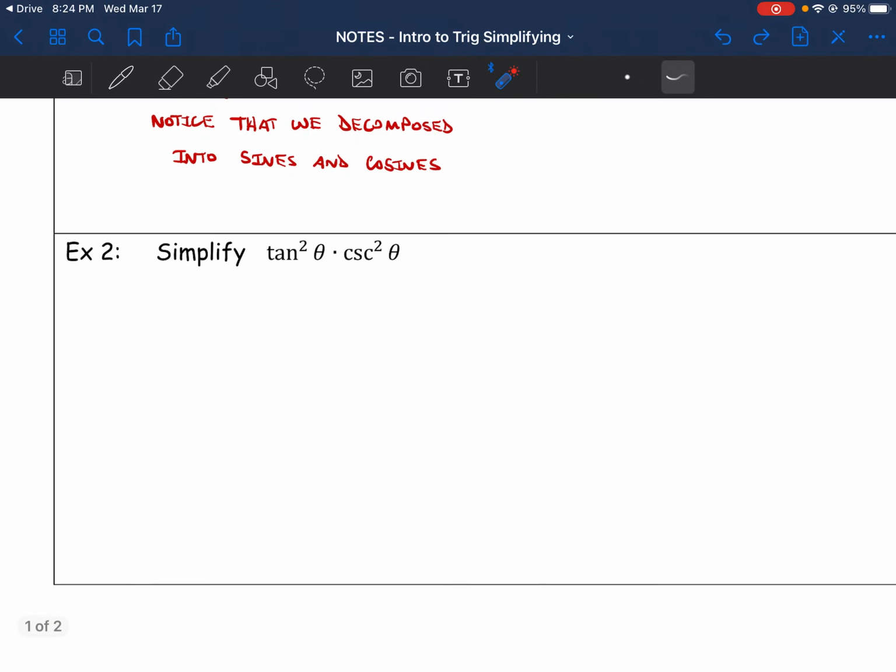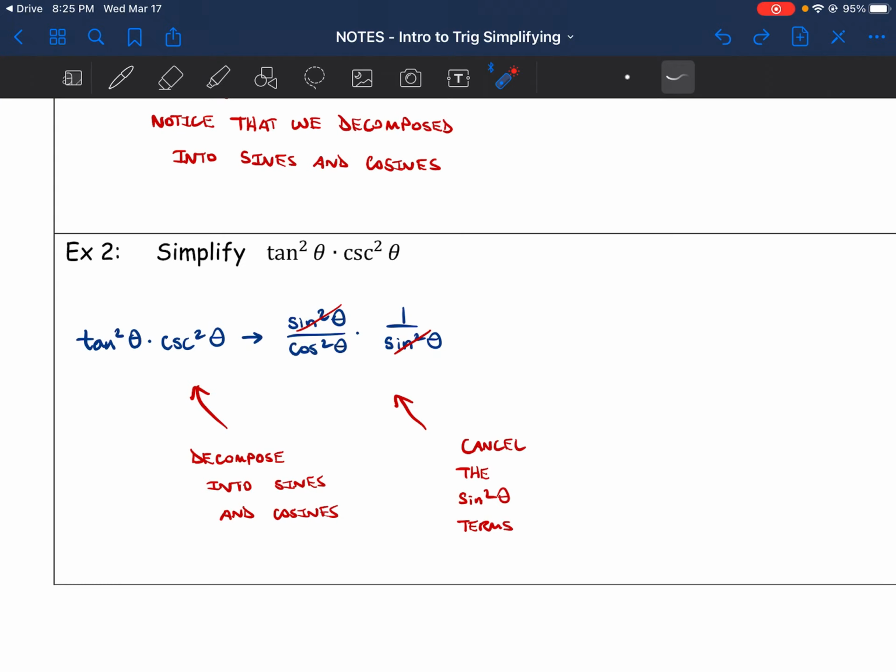All right, our second example, we want to simplify tangent squared of theta times cosecant squared of theta. Again, our goal is to simplify it down to either one trig function or a constant. So let's approach it very much the same way. I think we should decompose tangent squared of theta and cosecant squared of theta into sines and cosines. And if I do that, I kind of jumped ahead a little bit there. But if I do that, let's think about this real quick.